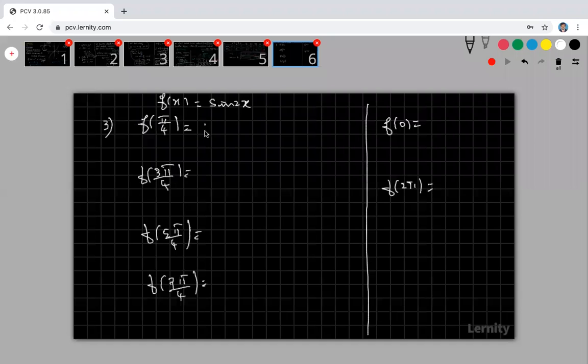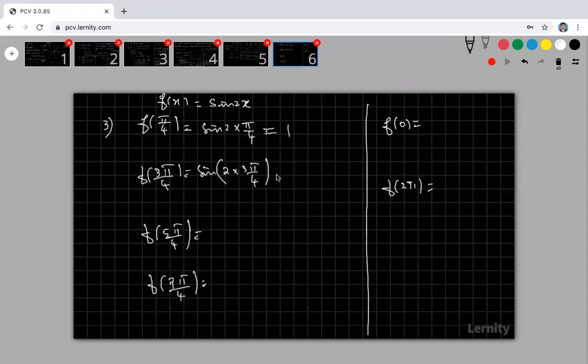Okay, apply sine of 2 into pi by 4. What is the answer of sine of 2 into pi by 4? And what is the answer of sine of 2 into 3 pi by 4? 2 into pi by 4 is nothing but pi by 2. Sine pi by 2, what is the answer? Yeah, very good. This is 1.